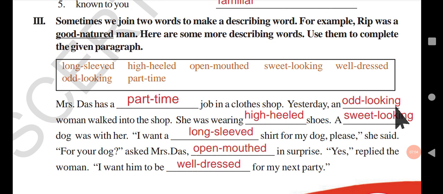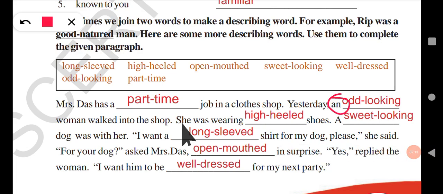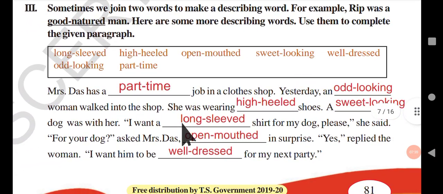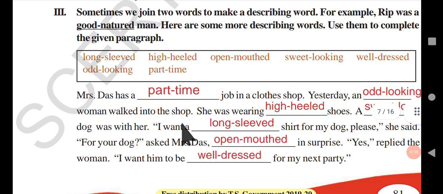Next. Yesterday, an dash woman walked into the shop. My dear students, I will give you one important indicator here. That indicator is the article an. So if you find the article an, whatever word comes after it must start with a vowel sound. The vowel sound that you can see here is O. That is the vowel sound. We have some more options here. One is open mouth, that is a vowel sound. Another one is odd looking. So which one can you use here?